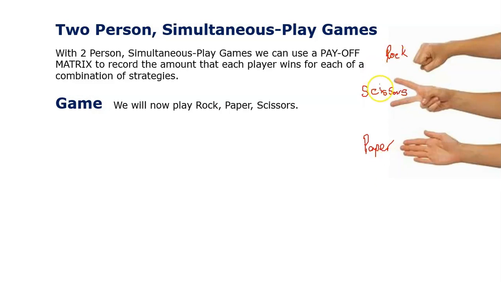So rock, paper, scissors, and you should know that, for instance, when the 2 people play, the rock beats the scissors because it bashes it. The scissors cut the paper, so it beats it, and the paper beats the rock. So I suppose that's why it's in that order.